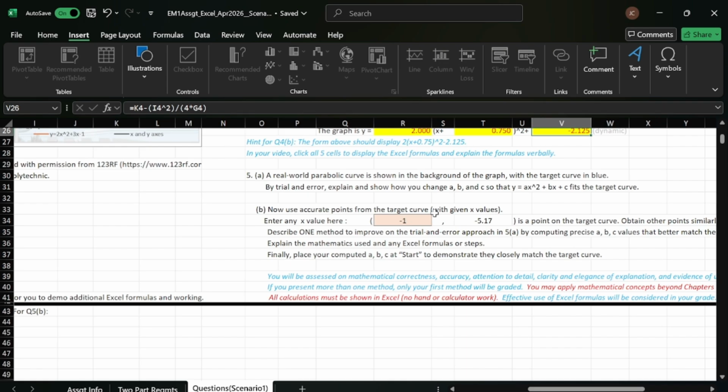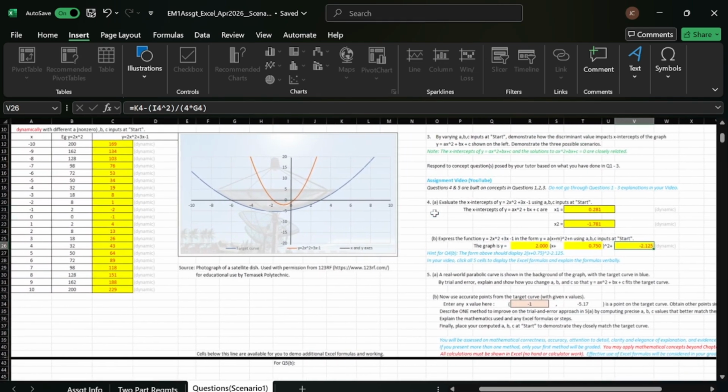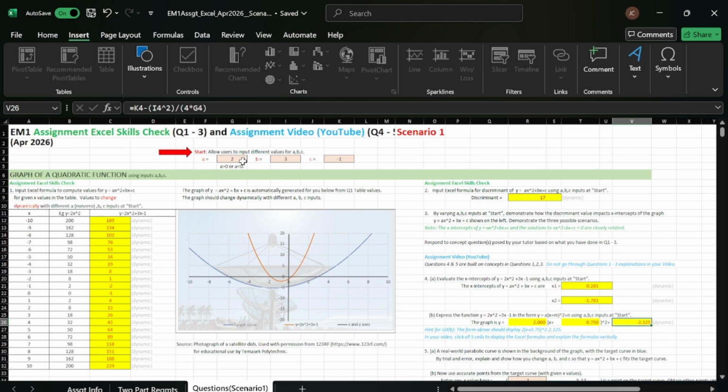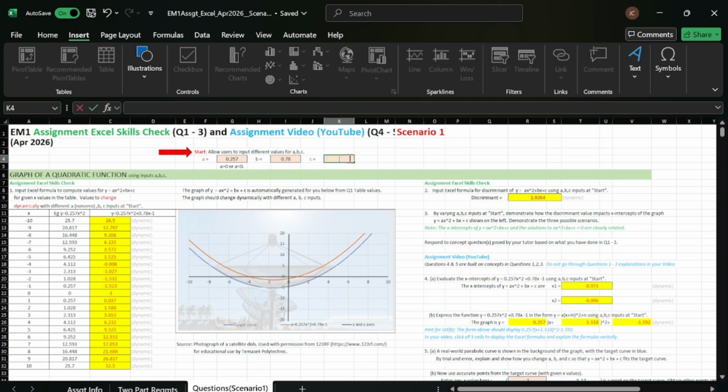It's asking us to input the values of a, b, and c by trial and error to obtain the target curve, representing the blue line. And I have obtained the value of 0 for a, 0.257 for b, 0.78, and for c, minus 4.6.